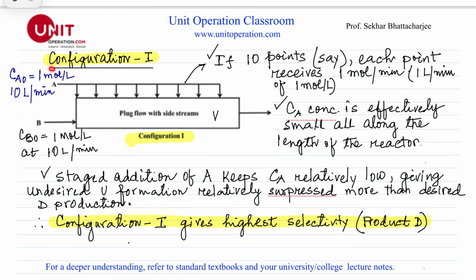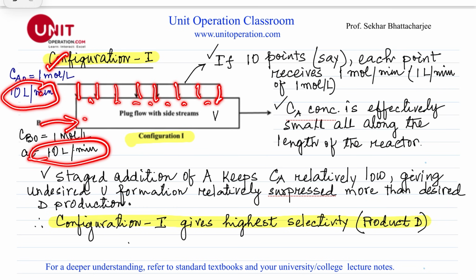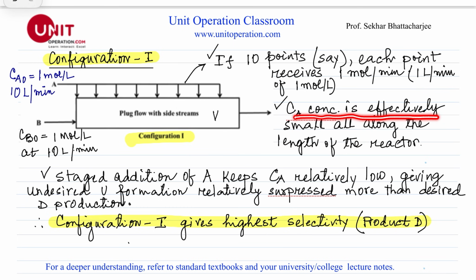So let's look at configuration 1. Here, as I say, 10 liters per minute of A at a concentration of 1 mole per liter. If we assume there are 10 points, each point will have 1 liter per minute of A entering. So these are effectively very small concentrations, whereas the entire B of 10 liters per minute is entering here. So CA is effectively small all along the length of the reactor.